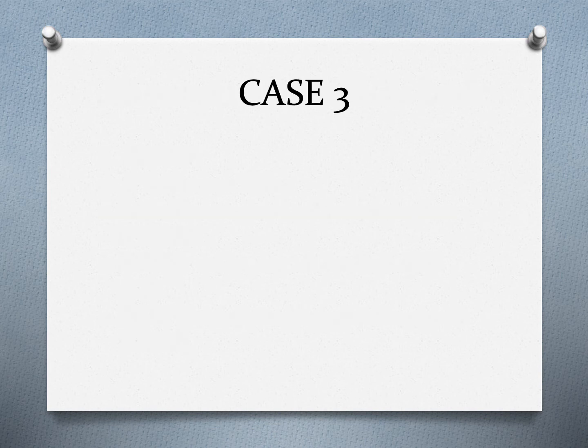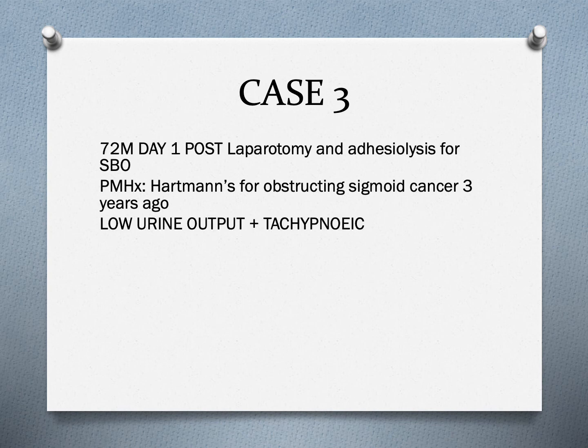Okay, and now the last case is case 3. So it's a 72-year-old male who's day 1 post-laparotomy and adhesiolysis for a small bowel obstruction. He had a past medical history of a Hartmann's for an obstructing sigmoid cancer 3 years ago. And he has low urine output and is tachypneic.